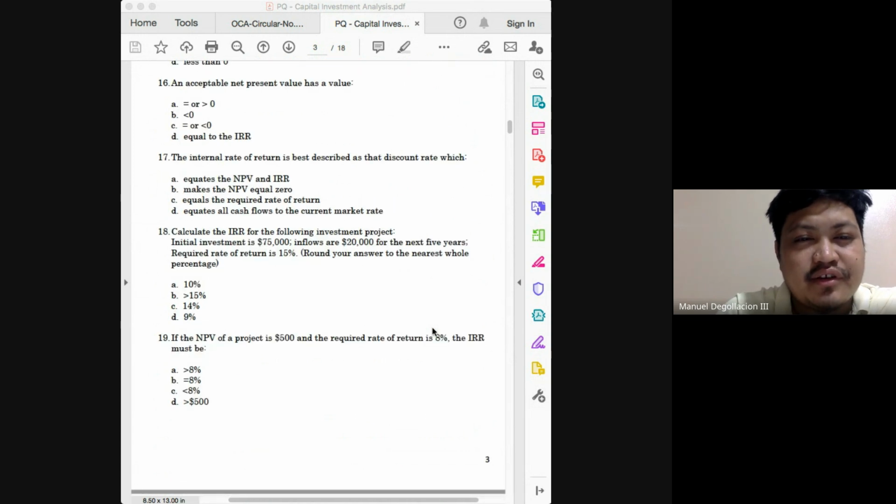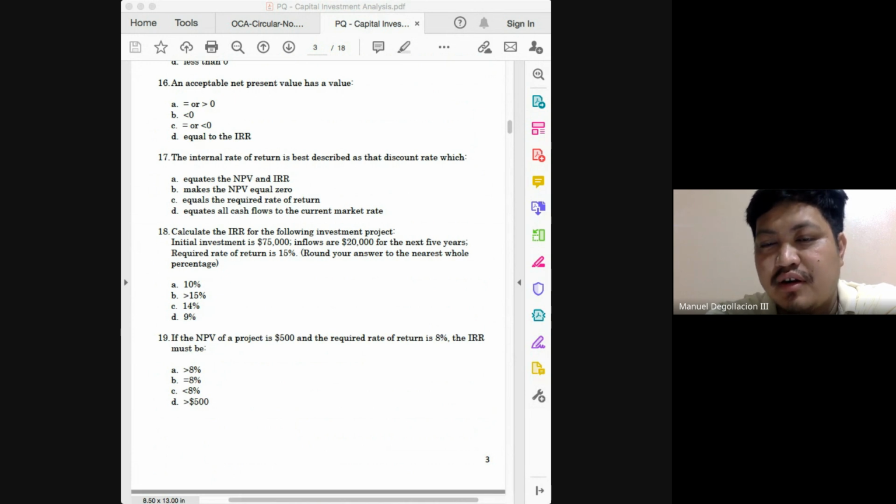Next, internal rate of return is best described as the discount rate which makes the NPV equal to zero. So the answer there would be letter B. Okay. So again, your net present value is the present value of your inflows minus the present value of your outflows using the required rate of return.